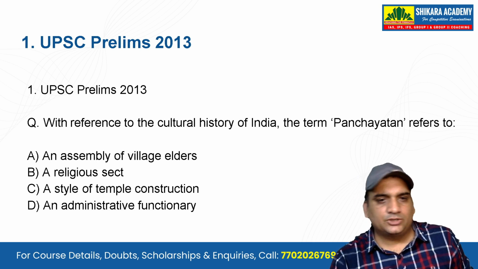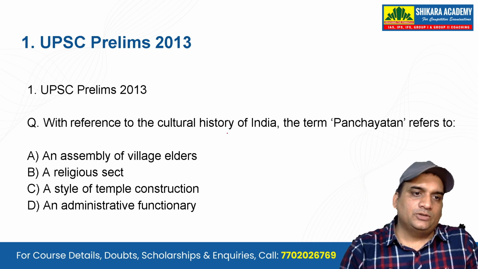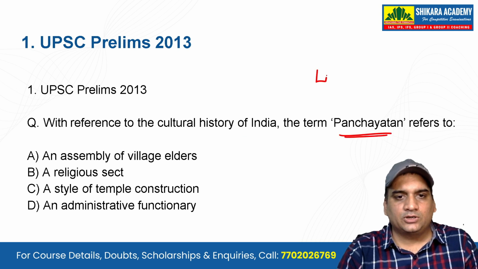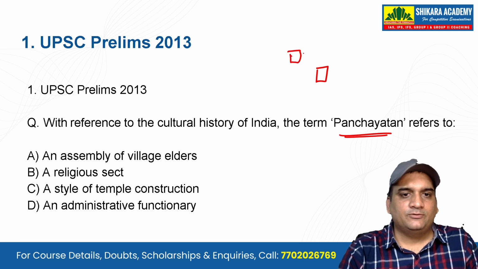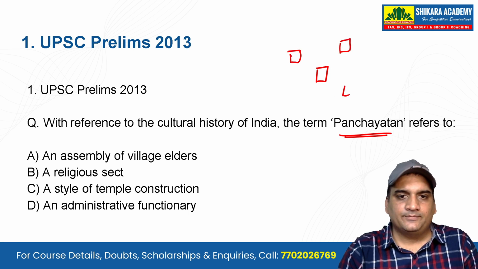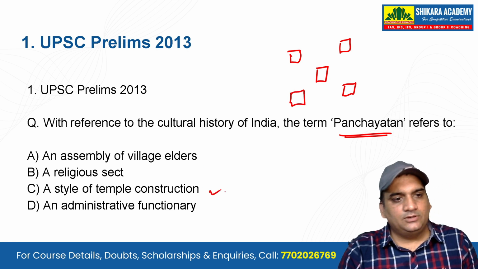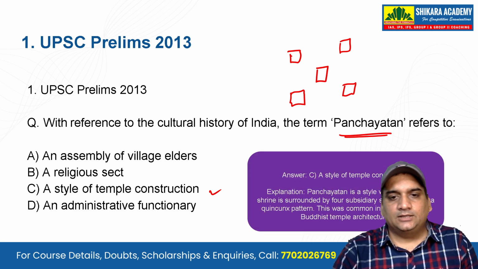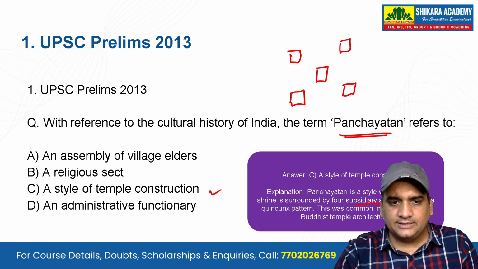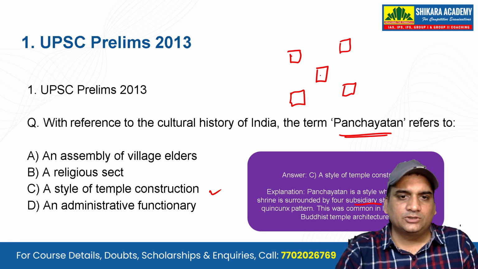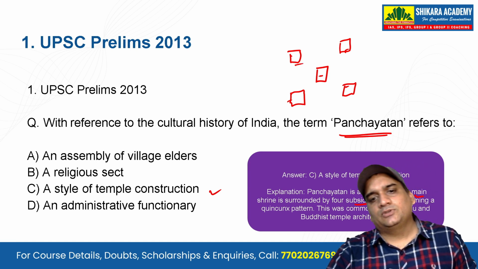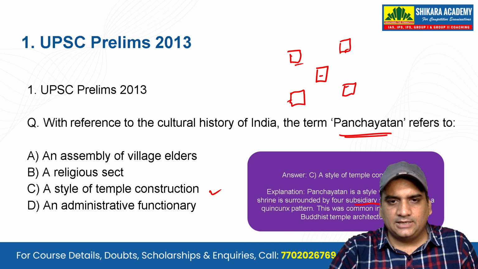We'll see some of the questions which have come. One question which came in 2013 talks about the term Panchayatan. Panchayatan is talking about 5. Panch means 5 in Hindi. The right answer will be a style of temple construction, with 4 subsidiary shrines and 1 main shrine. This was common in Hindu and Buddhist temple architecture.